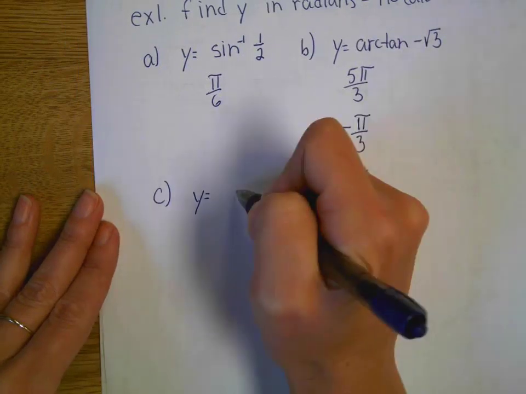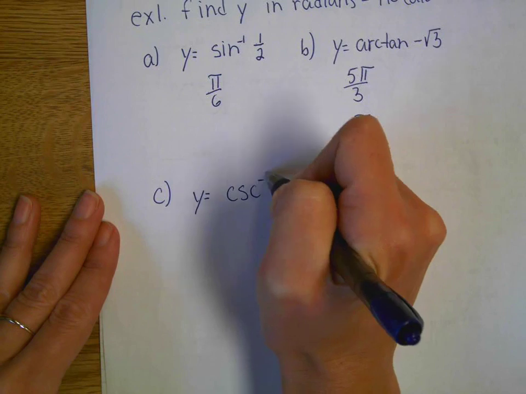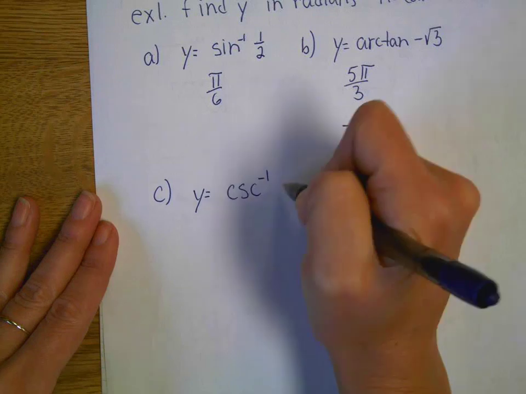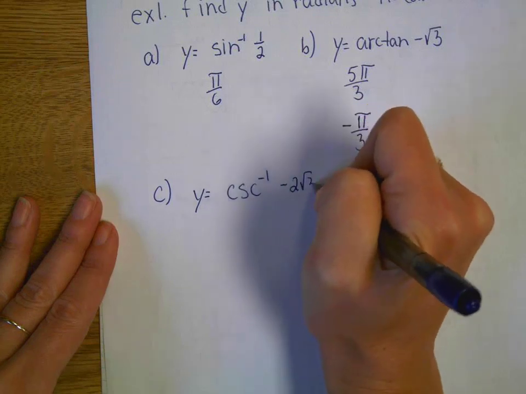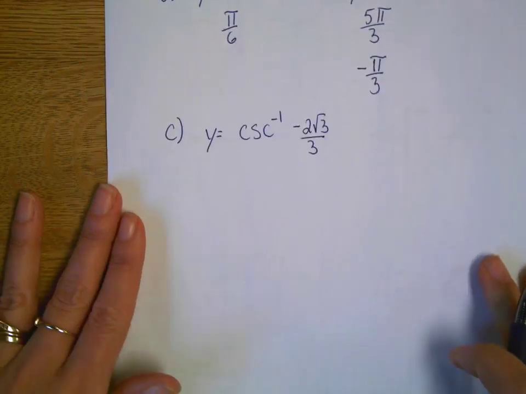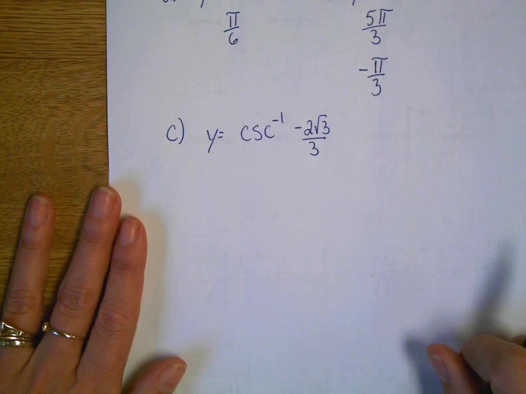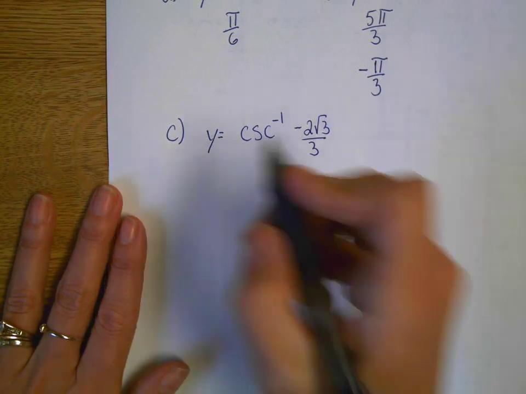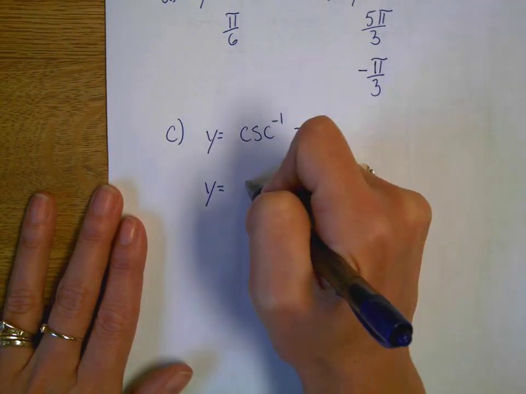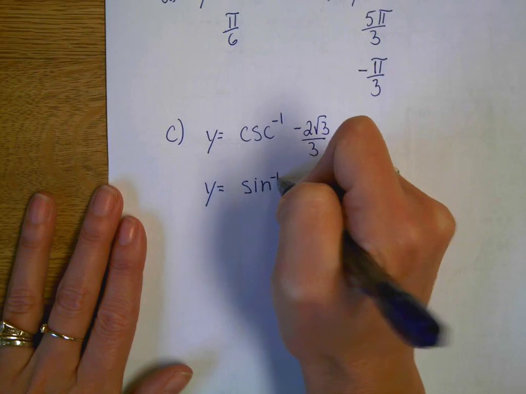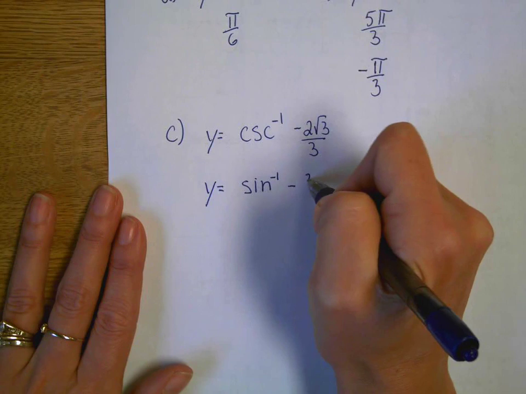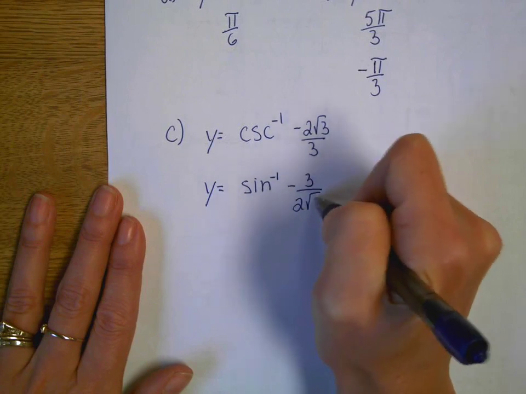y equals inverse cosecant of negative 2 square root of 3 over 3. Okay, let's convert this to something we know. Let's flip it over. If I flip it over, what have I converted it to? An inverse sine. So I'm going to flip this over so that it's something I can look up. I'll have negative 3 over 2 square root of 3.